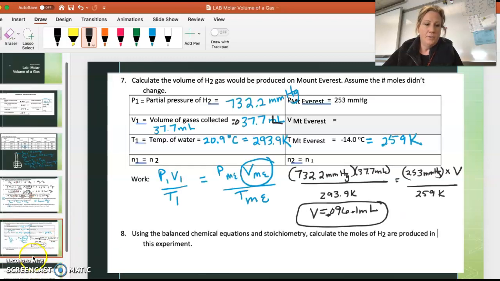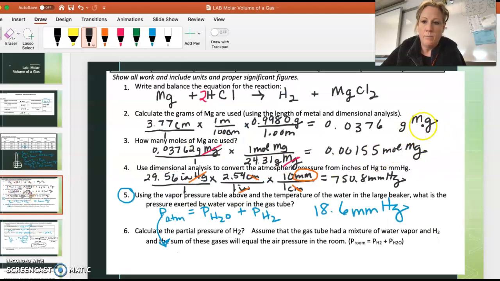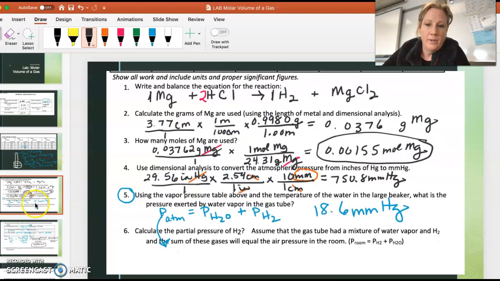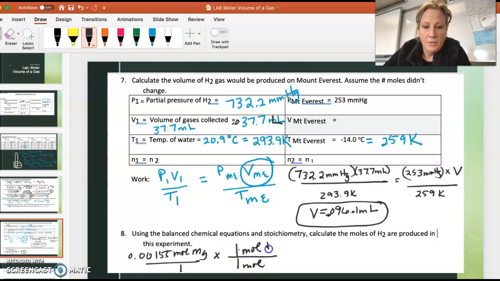Next part, we're going to do some stoichiometry to calculate the moles of hydrogen that would be produced in the experiment. So if you remember, previously we calculated the moles of magnesium. I'm going to start with that number, and I'm going to use my balanced equation here. You can see that I have a 1-to-1 mole ratio. Even though it's 1-to-1, I would still want you to show your work. So I would start with that 0.00155 moles of magnesium, and then I'm going to convert that using the balanced equation, and this is my mole step of stoichiometry. So then I would have that same number of moles of hydrogen.